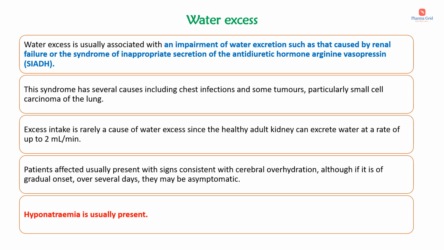The next one is water excess, or we can say overhydration or water intoxication. Water excess is usually associated with an impairment of water excretion, such as that caused by renal failure or the SIADH. SIADH means syndrome of inappropriate secretion of the antidiuretic hormone. This syndrome has several causes including chest infections and some tumors, particularly small cell carcinoma of the lungs. Excess intake is rarely a cause of water excess, since the healthy adult kidney can excrete water at a rate of up to 2 ml per minute.